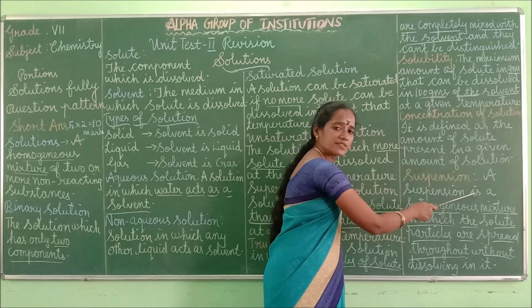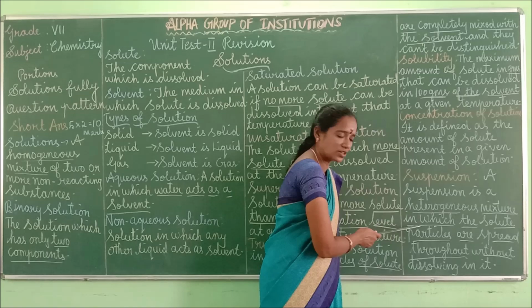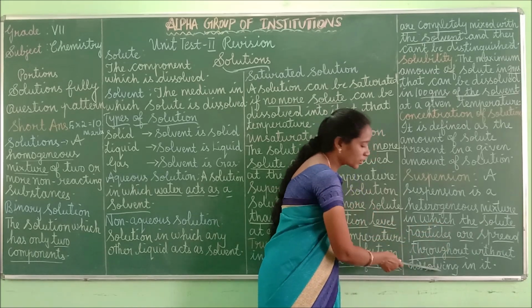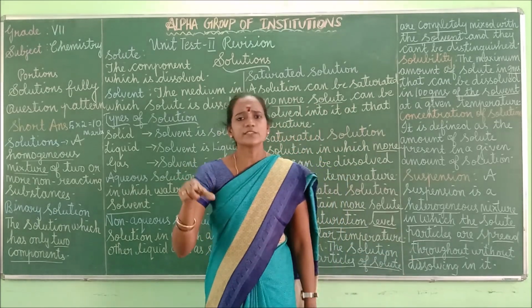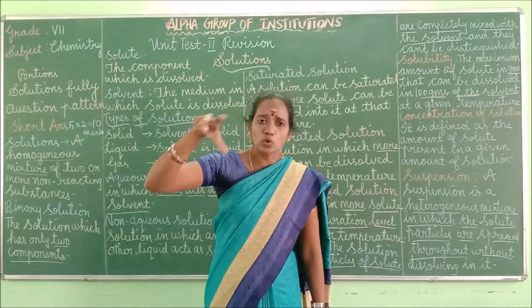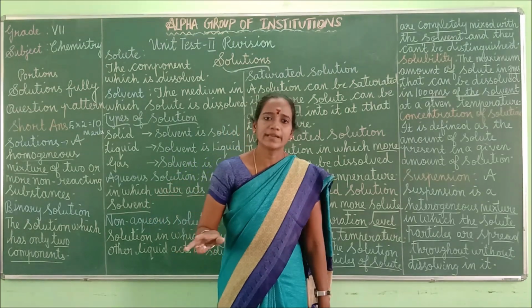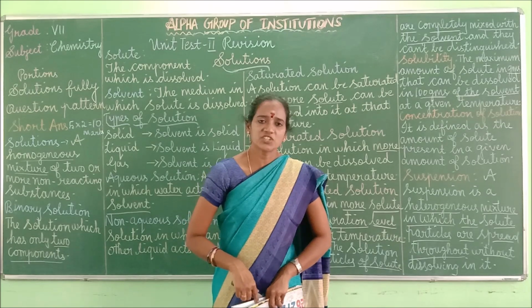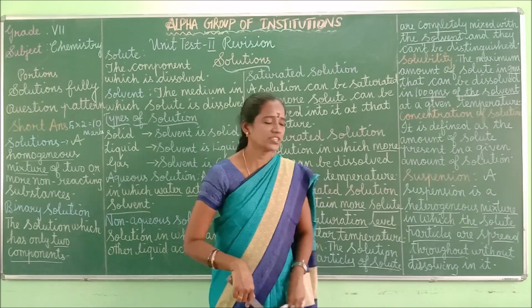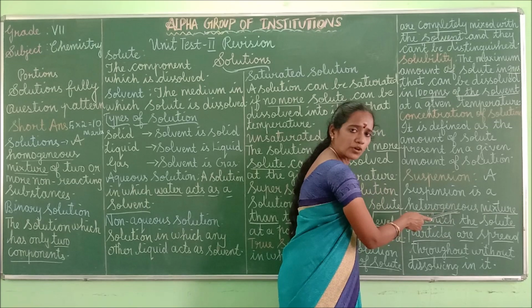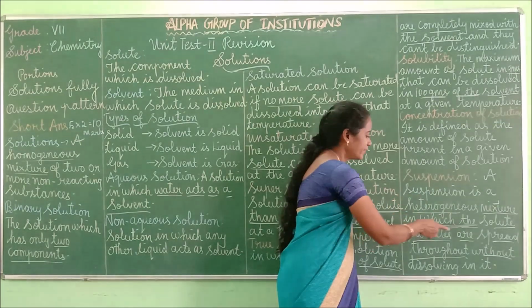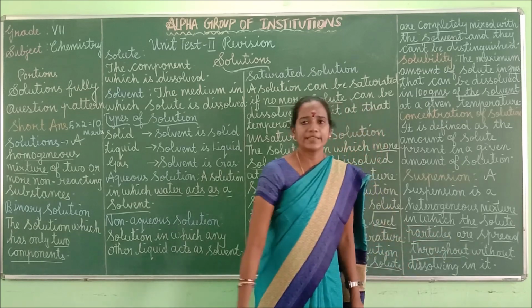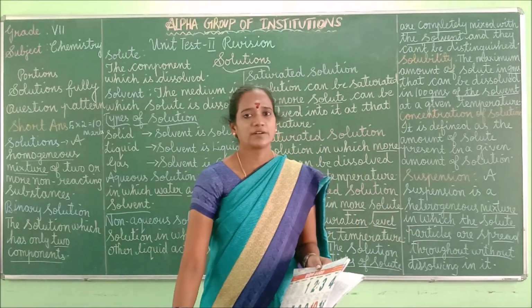A suspension is the heterogeneous mixture in which the solute particles are spread throughout without dissolving in it. All the sand particles spread throughout the liquid, but they do not dissolve. They settle at the bottom. So what is meant by suspension? A suspension is a heterogeneous mixture. This line is important for suspension: in which the solute particles are spread throughout without dissolving in it. This is called suspension. Right?